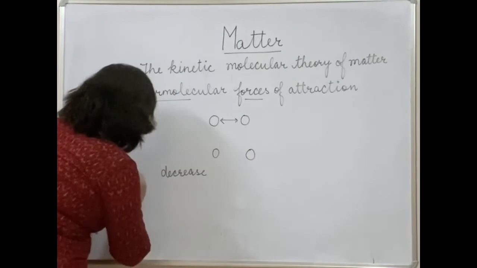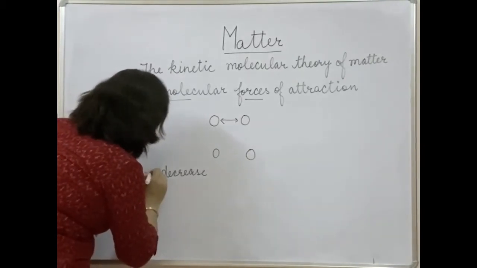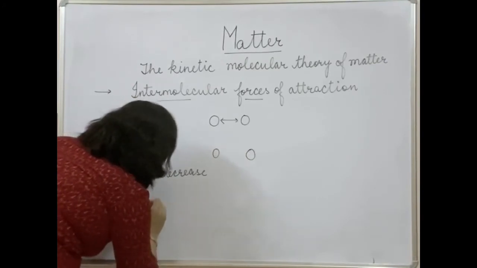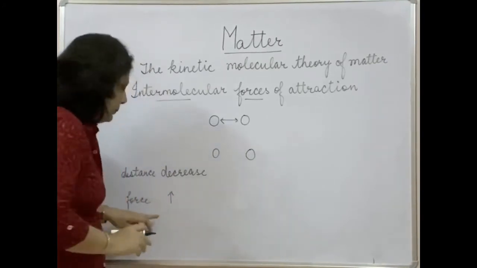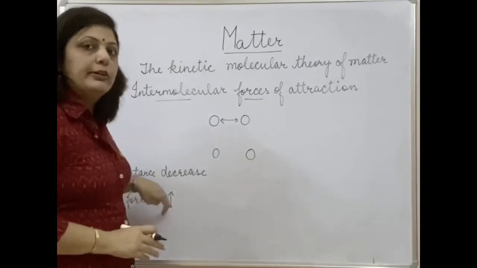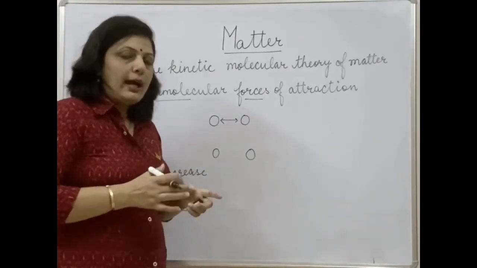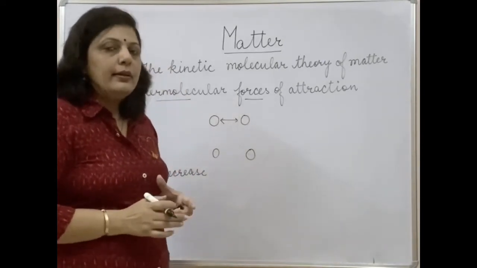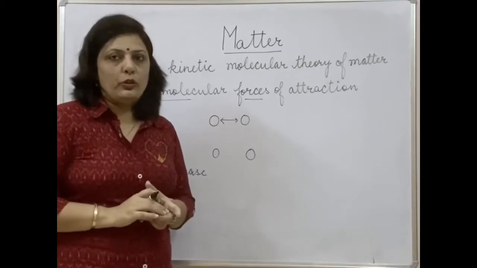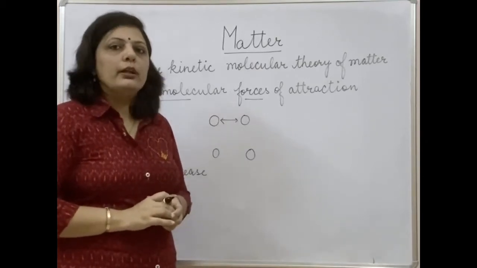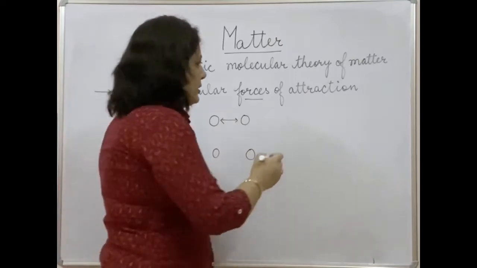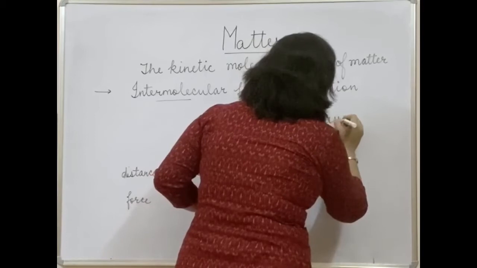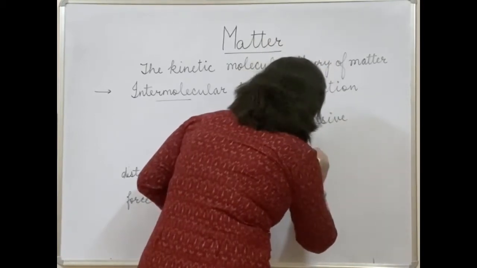This I am writing, distance: more will be the intermolecular force. Force will be more. So because force will be more, the molecules will be held tightly with each other. So that is the reason the solids have very tight packing, and this is due to the intermolecular forces of attraction. Now there are 2 types of intermolecular forces of attraction. One are called as cohesive force and second one are called as adhesive force.